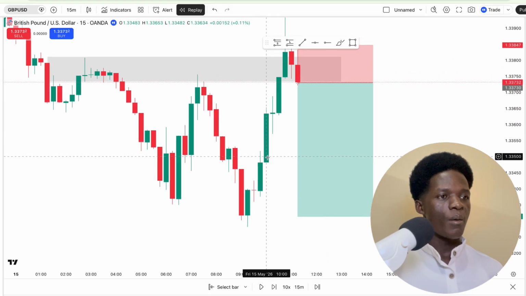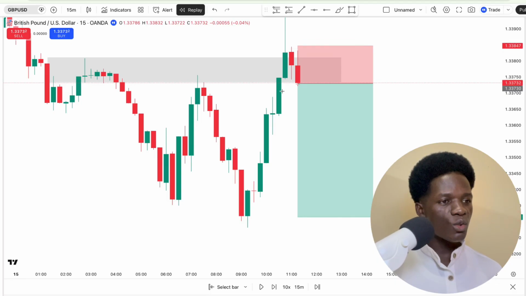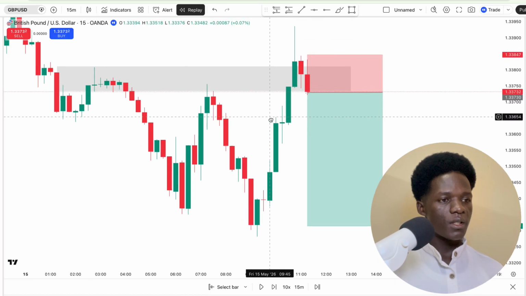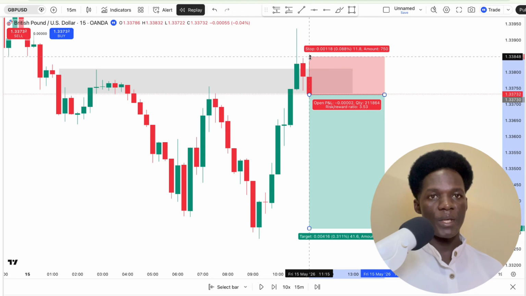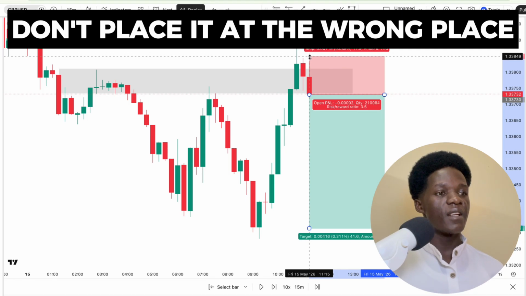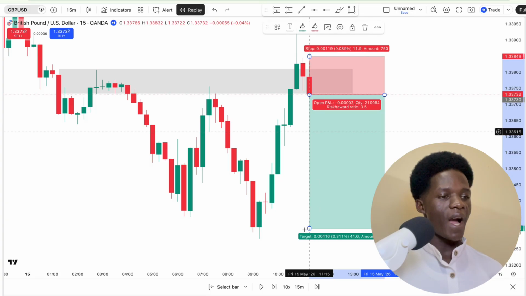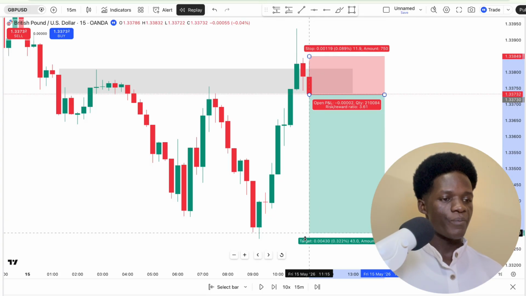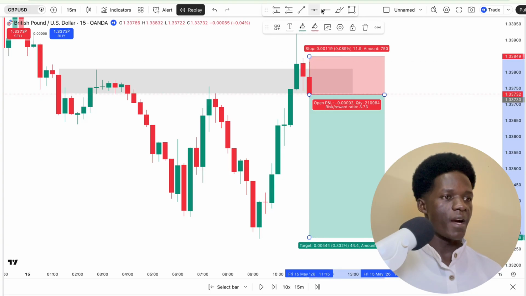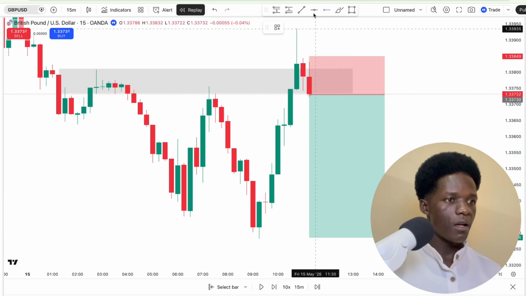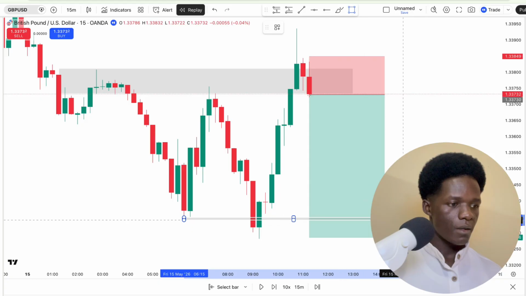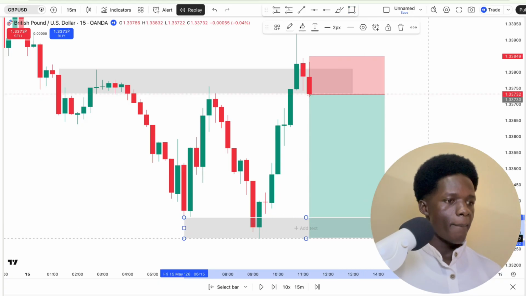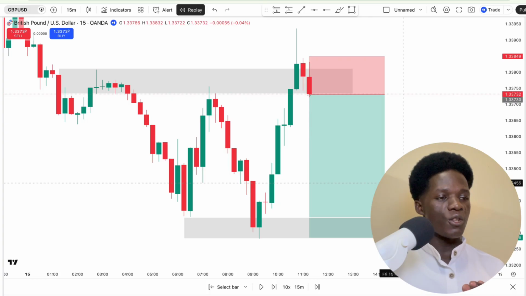Please, guys, always make sure you place your stop loss. This is the stop loss. Make sure you place it at the right place, above the key level, and you take profit at the next key level. We have a support level here. Make sure you place your stop loss and take profit at the right place.